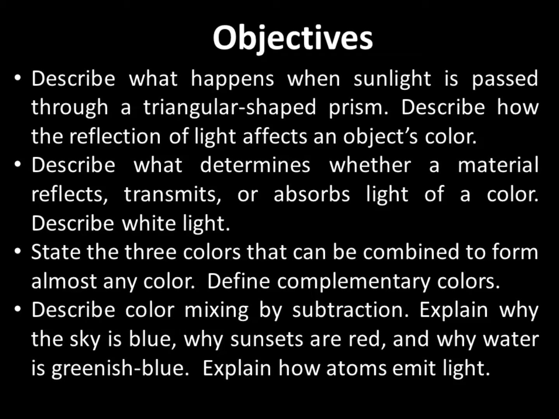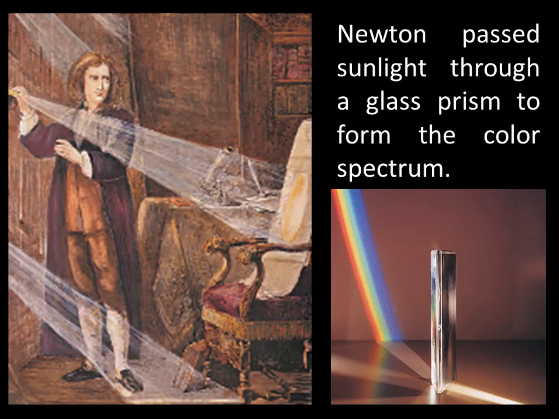Explain why the sky is blue, why sunsets are red, and why water is greenish blue. Explain how atoms emit light. Like the former chapter, these are the basic objectives. There's a lot more to learn in this chapter than might be prescribed by these particular objectives. So let's begin right away.